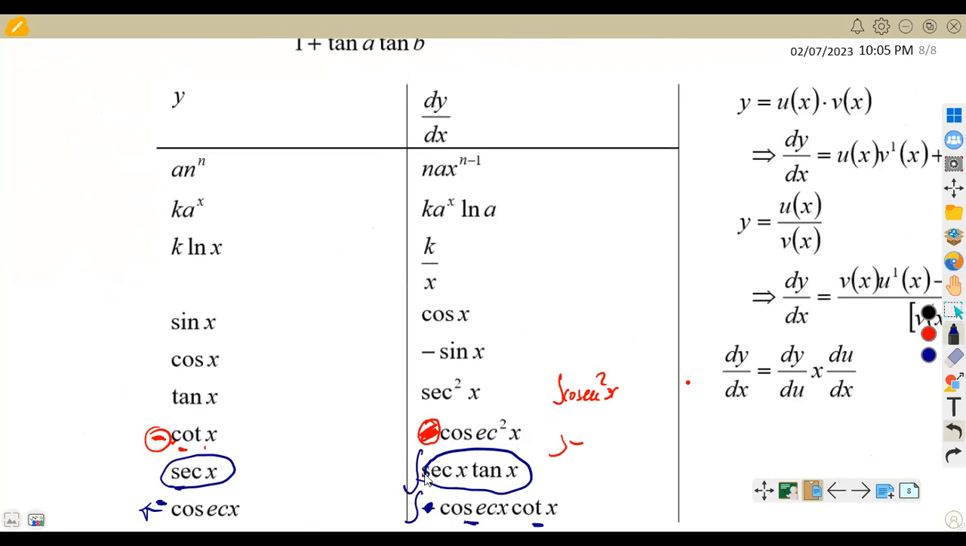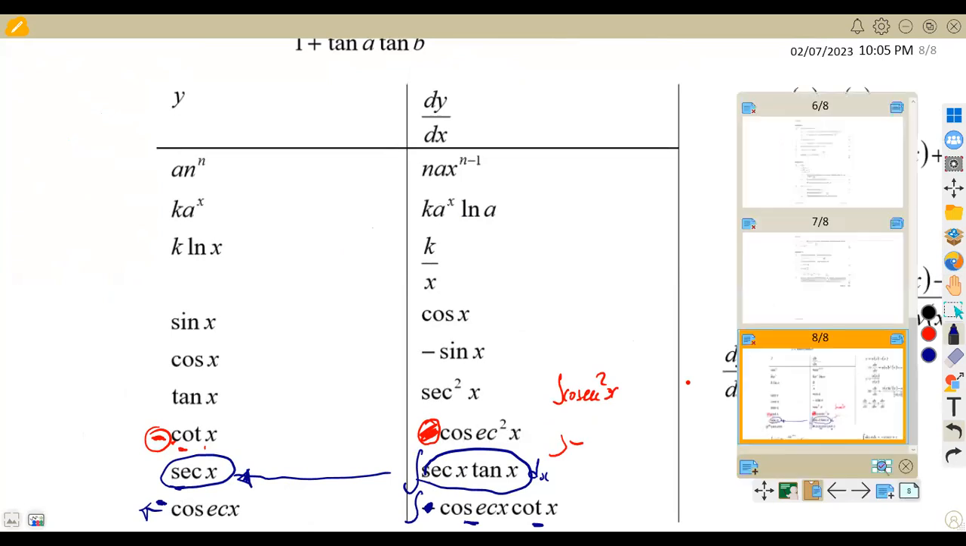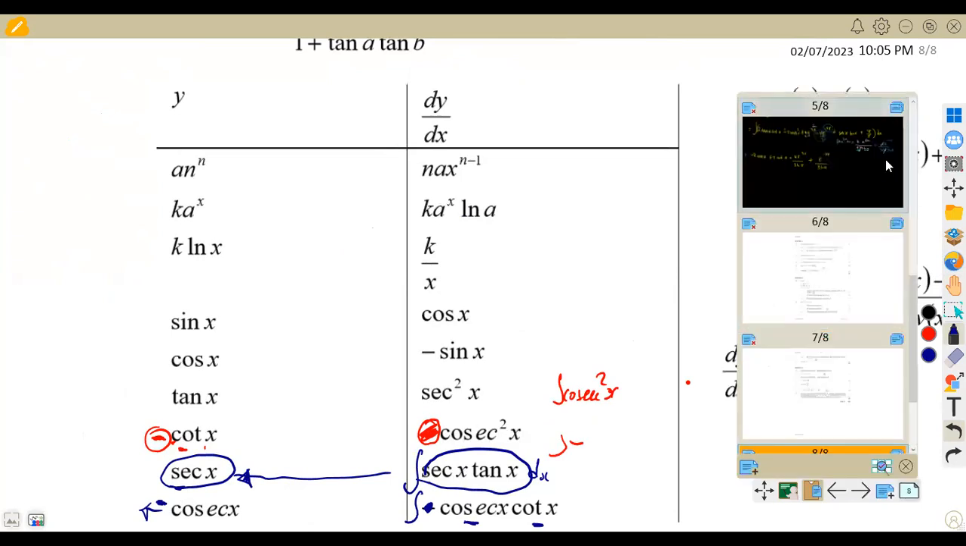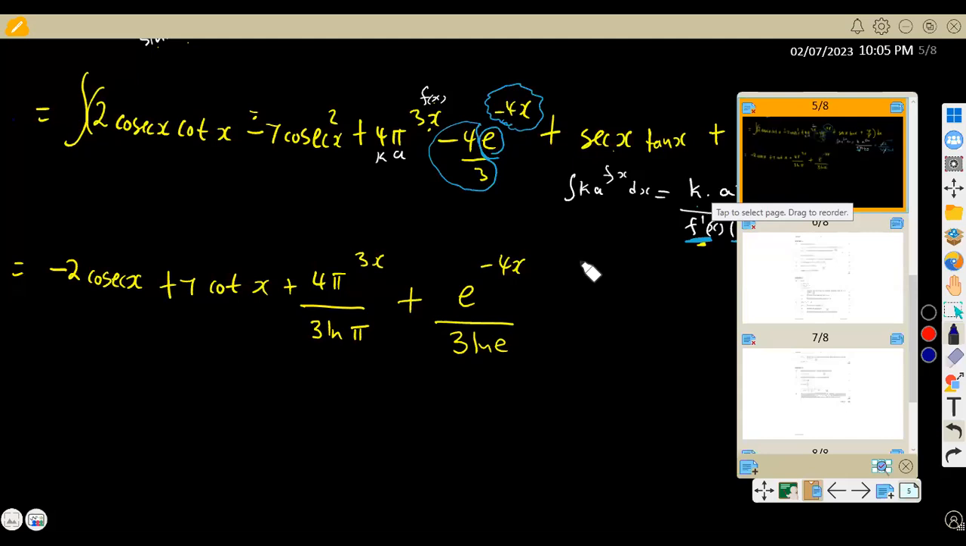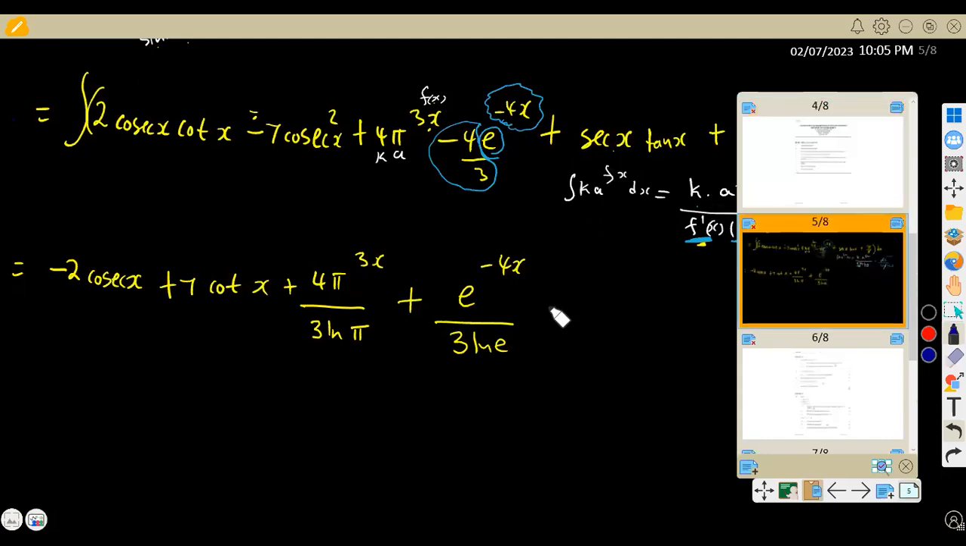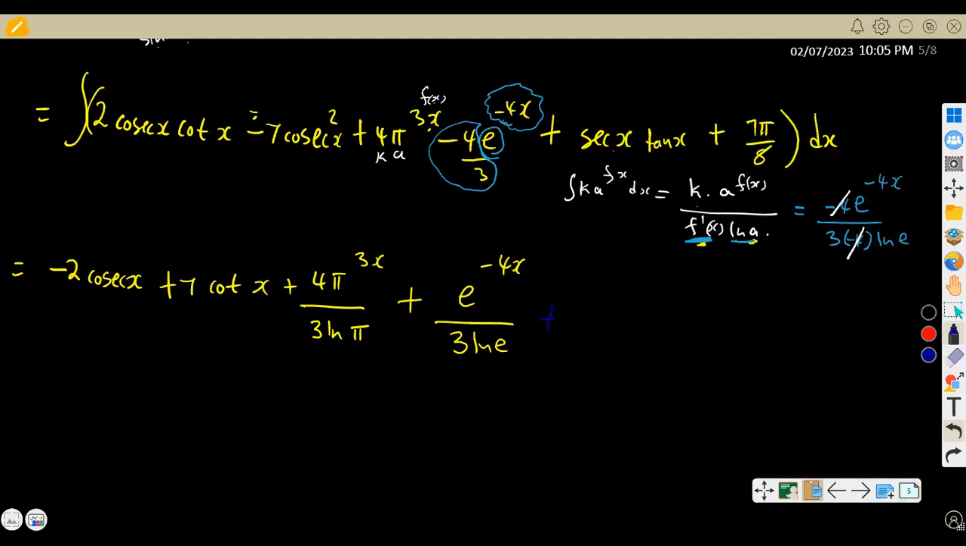So if you integrate sec x tan x with respect to x, your answer is going to be sec x. All right, so that's it. Our answer there is going to be sec x. So we are going to have plus, sorry for that, plus sec x in this case.